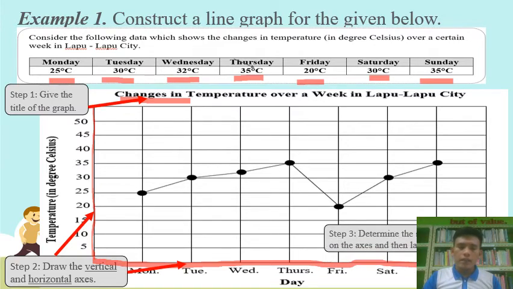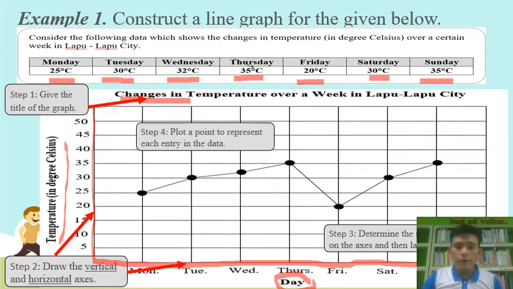Step 3, we need to determine the scale of each axis. So our y-axis will be the temperature, that will be our frequency. And our x-axis is the day, which is Monday up to Sunday. Then step 4, we need to plot a point to represent each entry in the data.